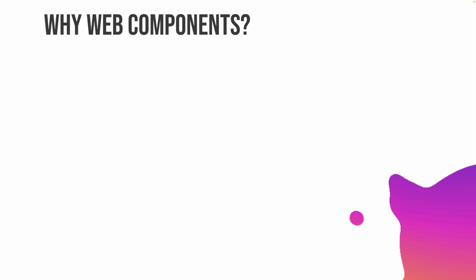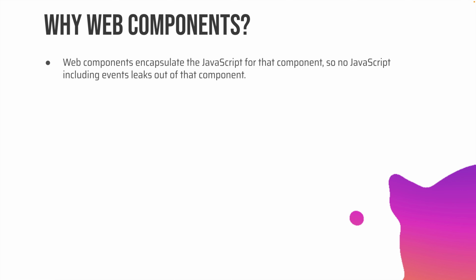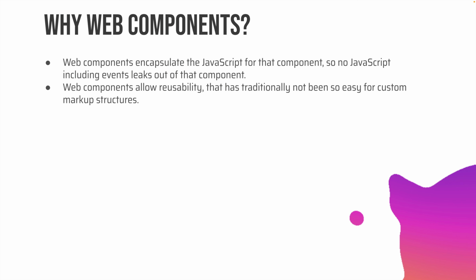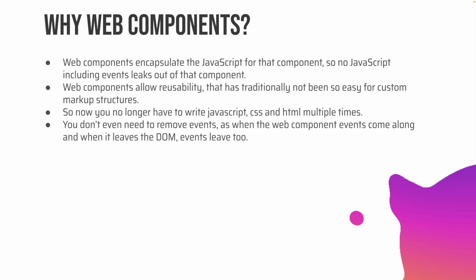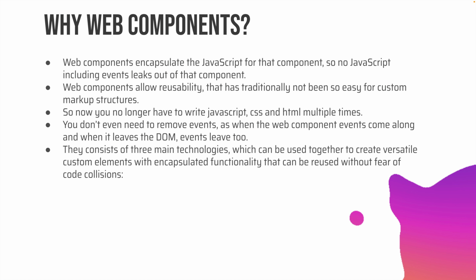Okay, so let's quickly do a recap of why we need web components. As I explained earlier, they encapsulate the JavaScript for that component. So no JavaScript, including events, leaks out of that component. And it allows reusability, and that has traditionally not been so easy for custom markup structure. So you no longer have to write JavaScript, CSS, and HTML multiple times. You don't need to remove events, as when a web component comes along, and when it leaves the DOM, events leave too. Okay, and they consist of basically three main technologies which can be used together to create versatile custom elements with encapsulated functionalities. And you don't have to worry about collision. It's not going to collide with the other components, even if you're reusing it.